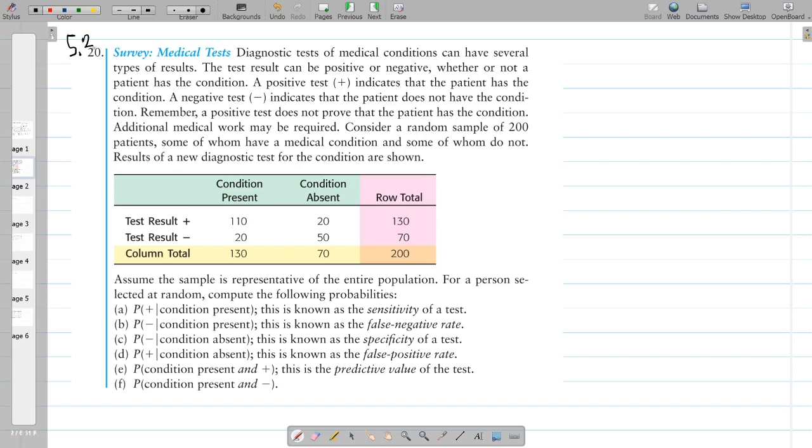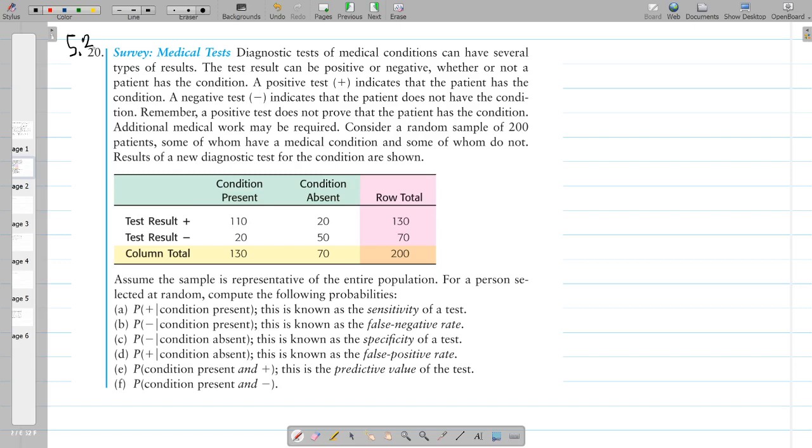Consider a random sample of 200 patients, some of whom have a medical condition and some of whom do not. Results of a new diagnostic test for the condition are shown. Remember, the idea is, in an ideal world, if you have a positive, it means you have the condition, and a negative means you don't, but in fact, there are mistakes.